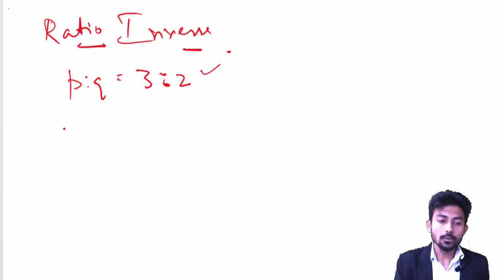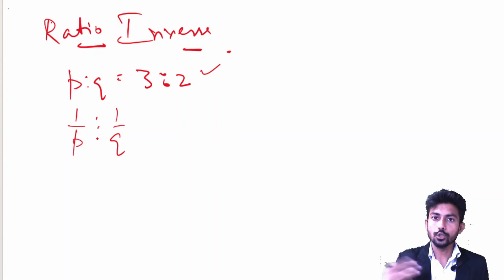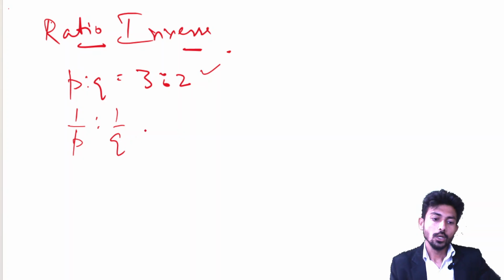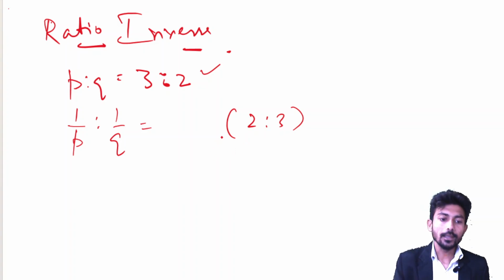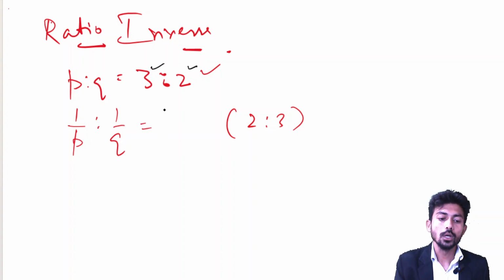And if someone asks us to find the ratio of 1 by P to 1 by Q, this is the inverse ratio of P and Q, where the terms become 1 by P and 1 by Q. So the answer will be 2 ratio 3. And how can we understand this concept? If it is written 3 ratio 2, the same thing can be written as 1 by 3 ratio 1 by 2. When we simplify this, we will get this 2 ratio 3 only.